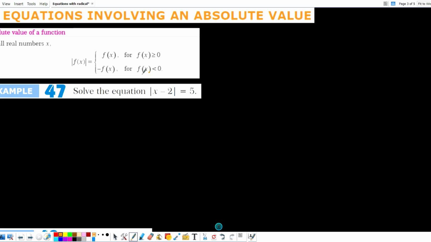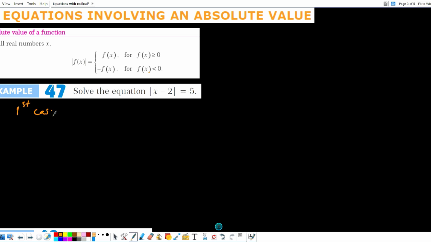The second case is if the function inside the absolute value is less than 0. In this case, if you want to take it out from the absolute value, you need to put a minus in front of the function. So here in this example, we have the absolute value of x minus 2 is equal to 5. So we will have two cases, as I said.